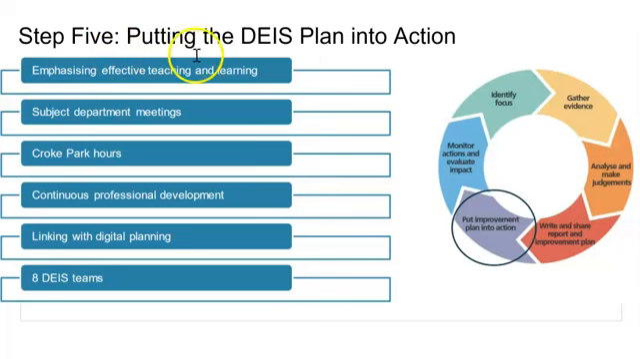Step 5, putting the DEIS plan into action. So this is step 5 of our 6-step process. Emphasizing effective teaching and learning. Subject department meetings. Croke Park hours. Continuous professional development. Linking with digital planning. 8 DEIS teams.